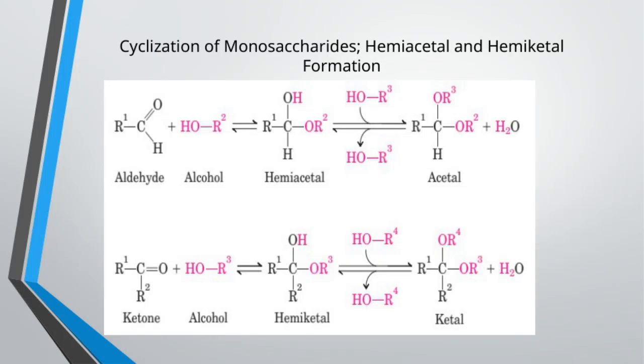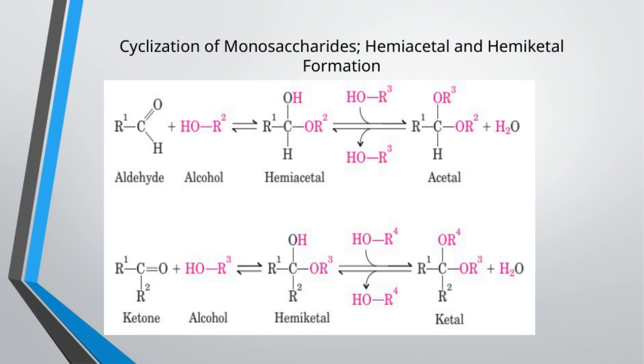Now, let's explore the process of cyclization in monosaccharides, focusing on how hemiacetals and hemiketals form. When monosaccharides, which are simple sugars, are in their linear form, they can undergo a fascinating transformation to become cyclic structures. This happens through an intramolecular reaction where the hydroxyl group on one end of the molecule reacts with the carbonyl group, either an aldehyde or a ketone. This reaction results in the formation of a ring structure, which is more stable and commonly found in nature.